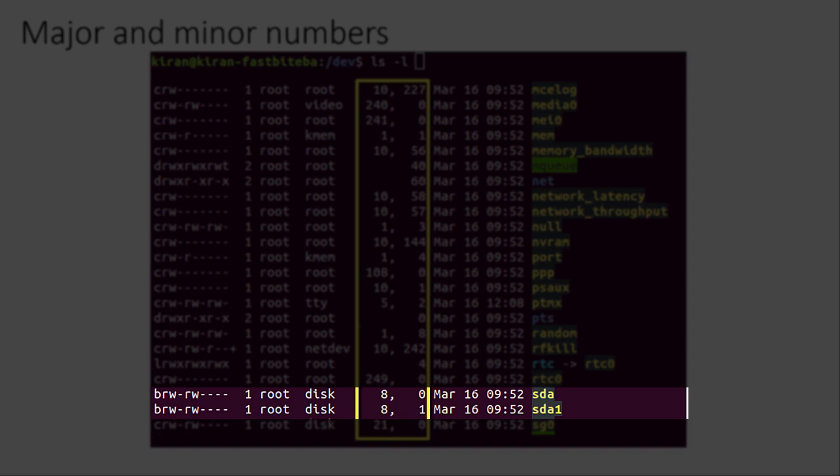And these two device files have the same major number, that is 8, and these are the minor numbers 0 and 1. The driver will use these minor numbers to distinguish on which device file the read and write operations have been issued. That's why minor numbers help the driver to differentiate between the device files.